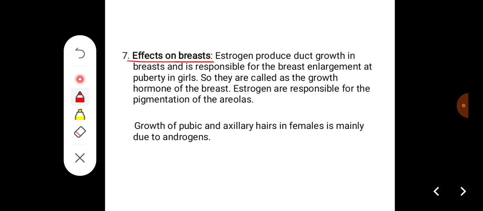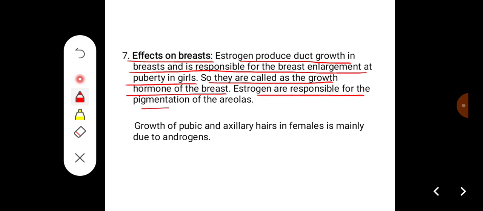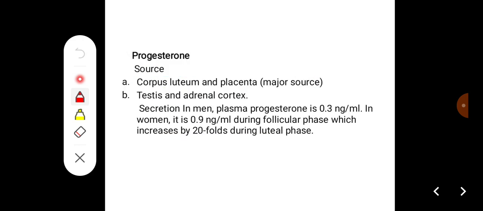The effect on the breast. Estrogen produces duct growth in the breast and is responsible for the breast enlargement at puberty in girls. So they are called the growth hormone of the breast. Estrogen is responsible for pigmentation of the areola. Growth of pubic and axillary hair in females is mainly due to the androgens.